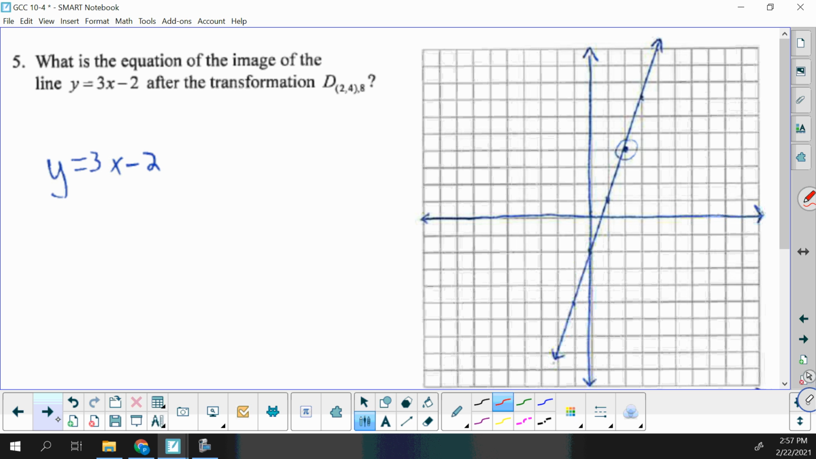If you sub in (2, 4) to our equation, that'll give us 4 equals 6 minus 2, or 4 equals 4. So that means our point is on the line, so therefore we should have the exact same line when we dilate it.